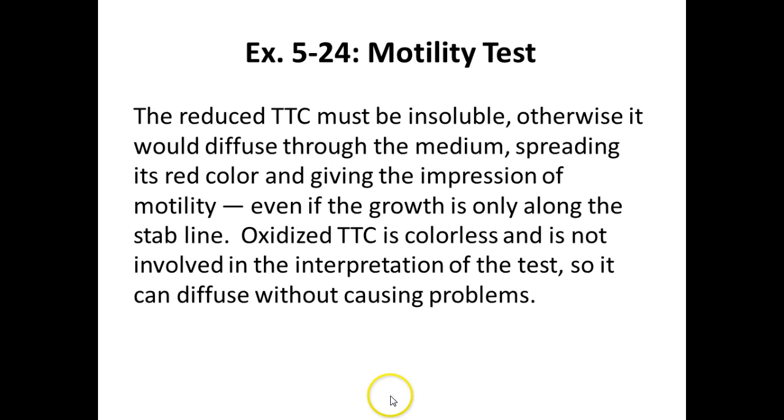And so it's colorless, right? It spreads all throughout the media. But again, we're having a little bit of difficulty with it. So we have a little bit of it changing outside that zone.